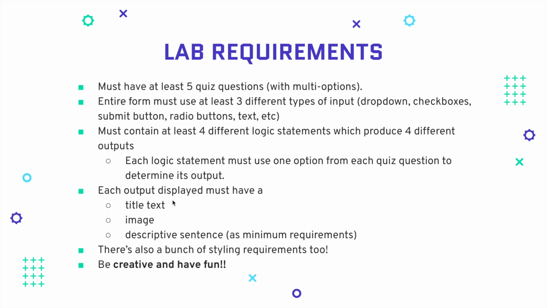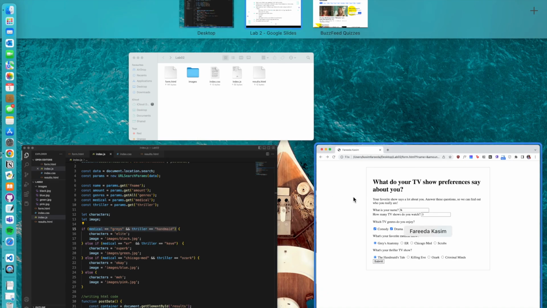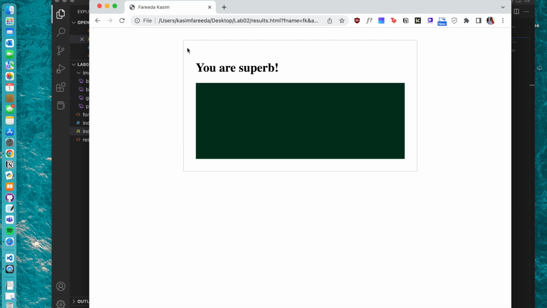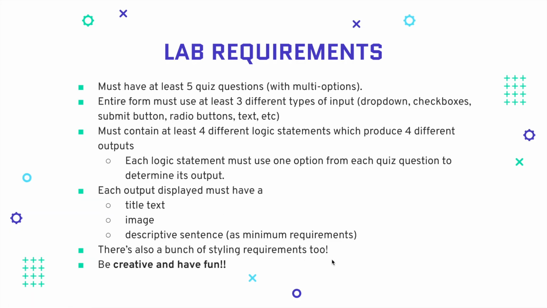The next thing is each output displayed must have a title text, image, and a descriptive sentence. What that means is that your output page must have a title, an image, and a paragraph. So this one is missing a paragraph, but it has a title and an image. Now, those are the only minimum requirements, but feel free to go above and beyond and add as many things as you want to this page. Lastly, there's a bunch of styling requirements, and you can add as many other things as you want. Feel free to be creative.